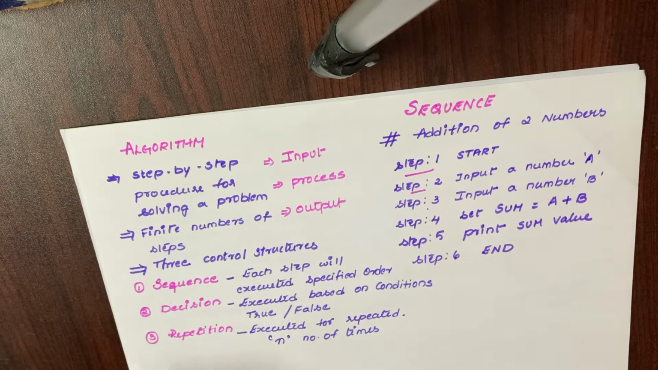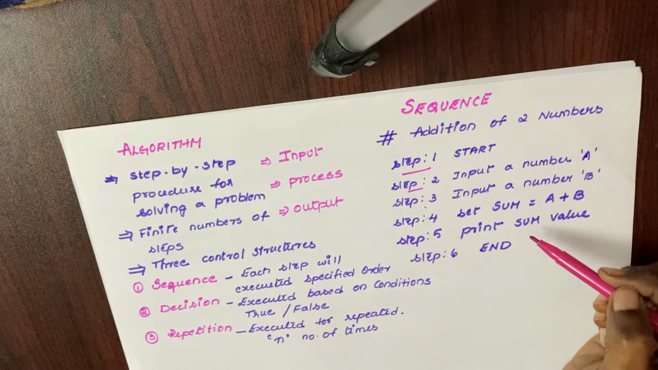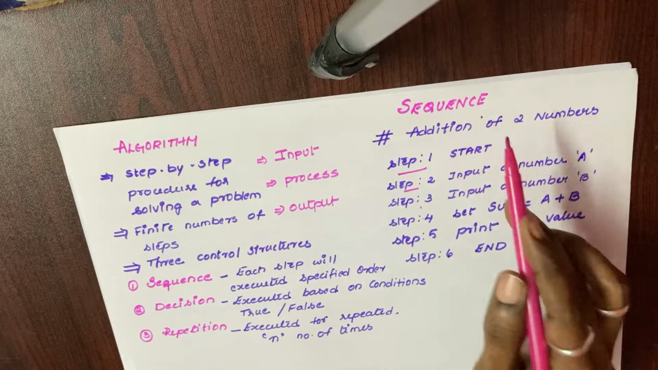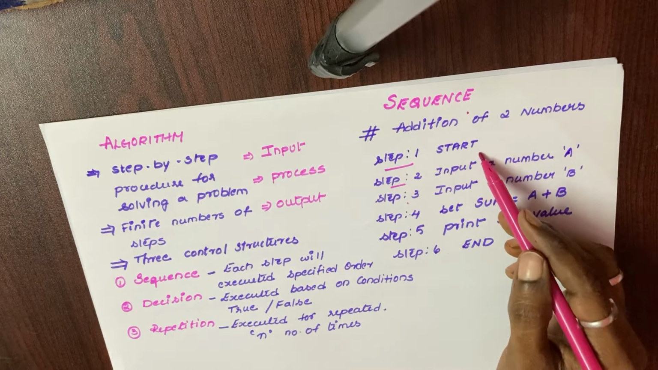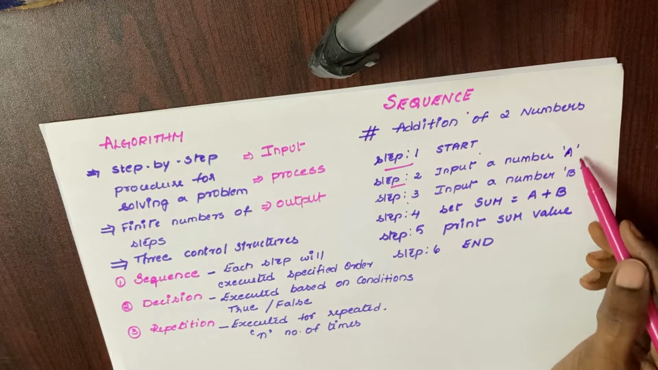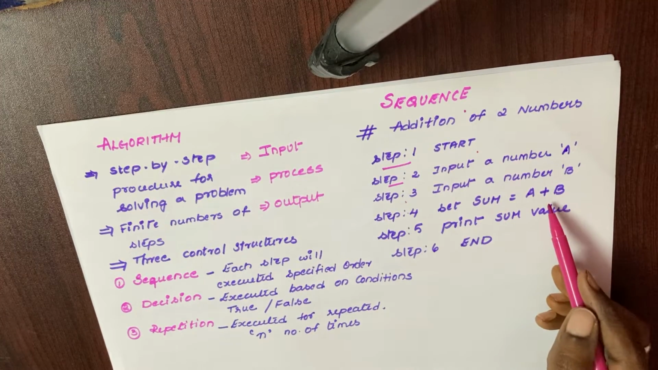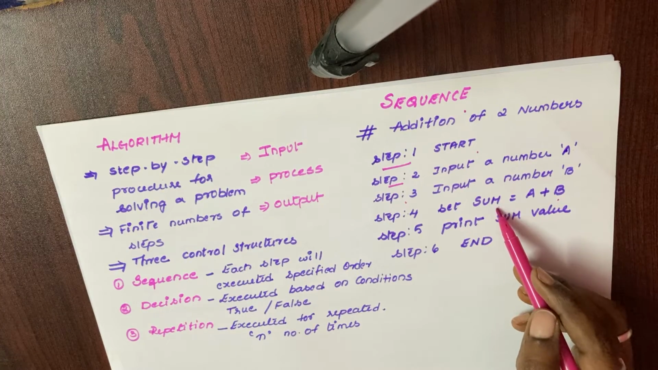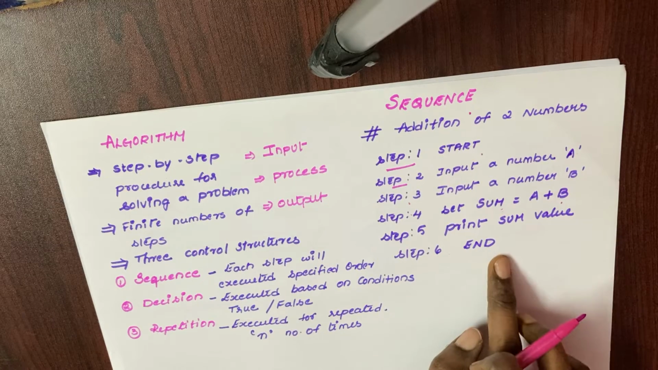So an algorithm is nothing but a step-by-step process for solving a problem. Here our problem is the addition of two numbers. We are going to solve that problem by using an algorithm like this, in the form of sequence steps. We start the algorithm with start, read two values called A and B, make a process called A plus B with the help of a third variable called sum. Now we print that sum value, and finally we end the process.